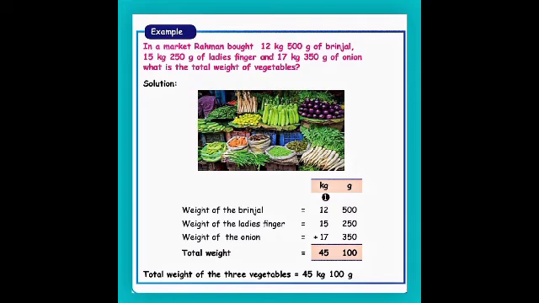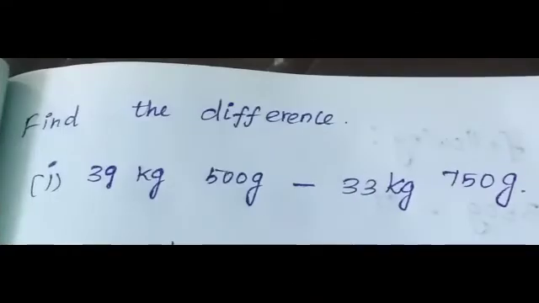Therefore the total weight of the three vegetables is equal to 45 kg 100 grams. This is a sum related to addition. Now we will learn about subtraction, my dears. Find the difference of 39 kg 500 gram minus 33 kg 750 gram.